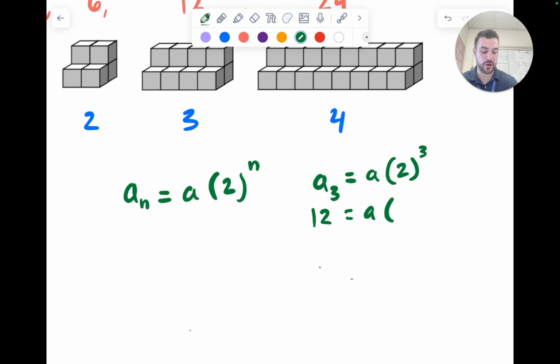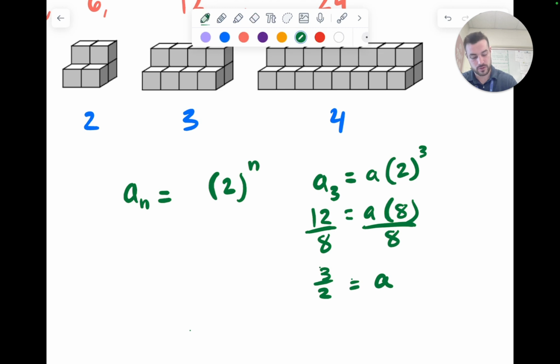And then 2 to the third power is 8. So if we solve this by dividing by 8, we end up getting 3 over 2 is equal to a. So therefore our a value is going to be 3 over 2.